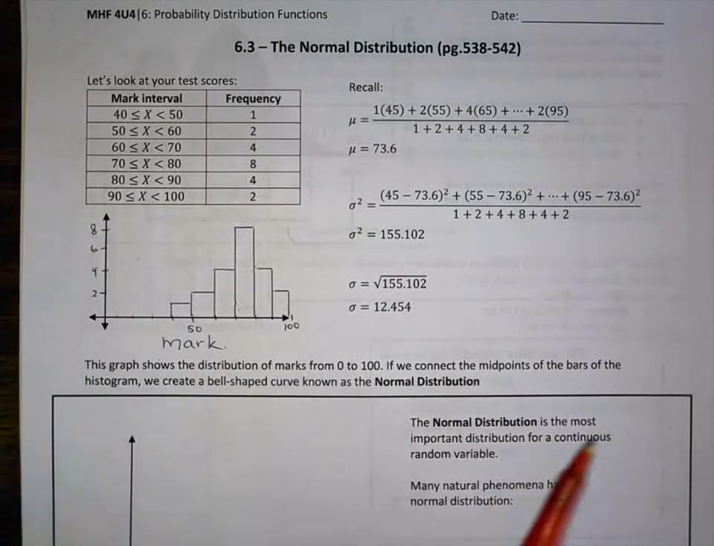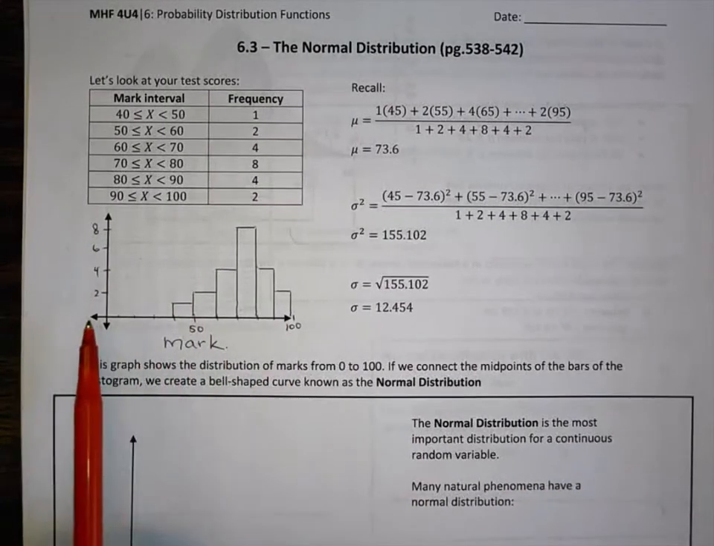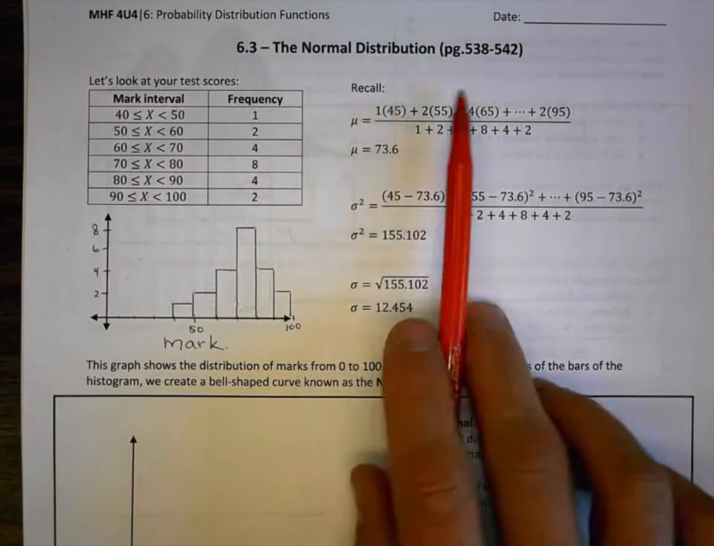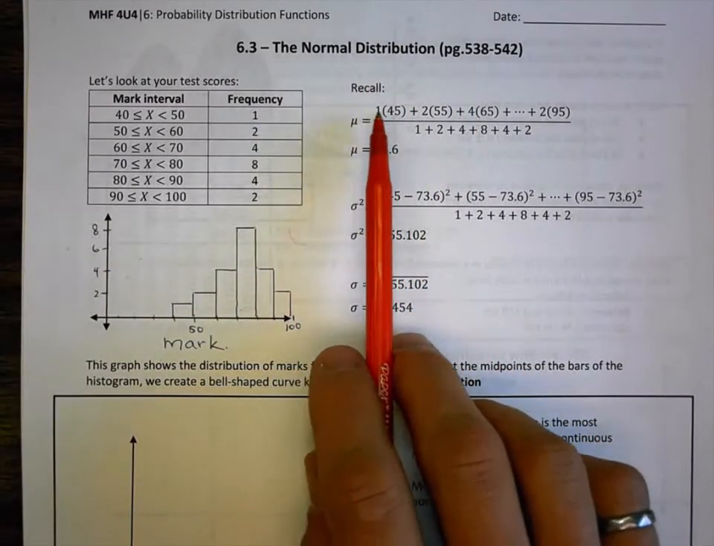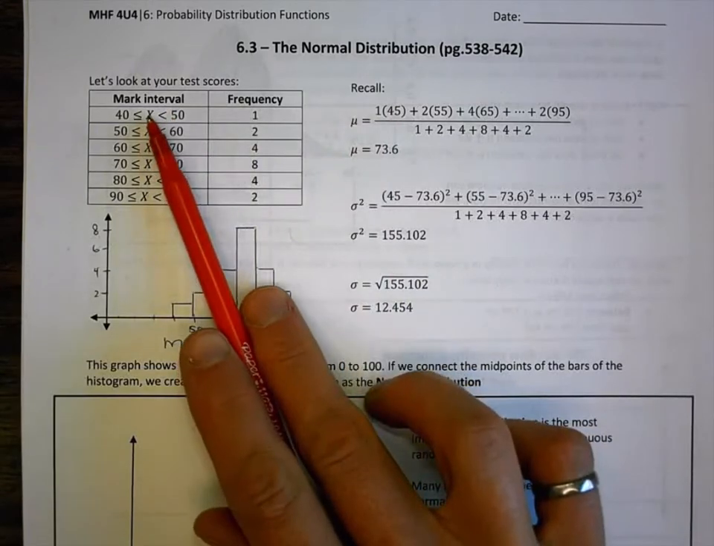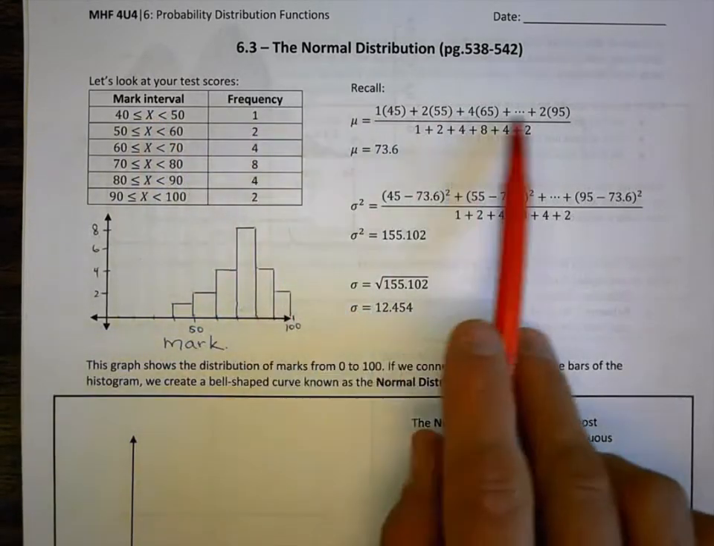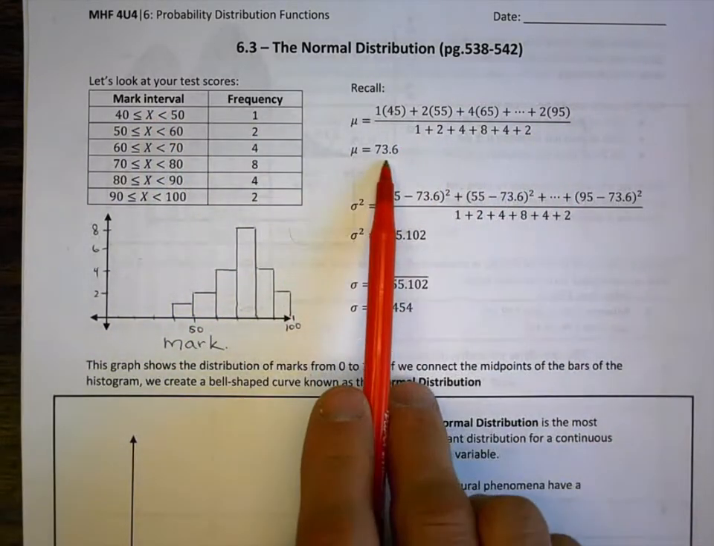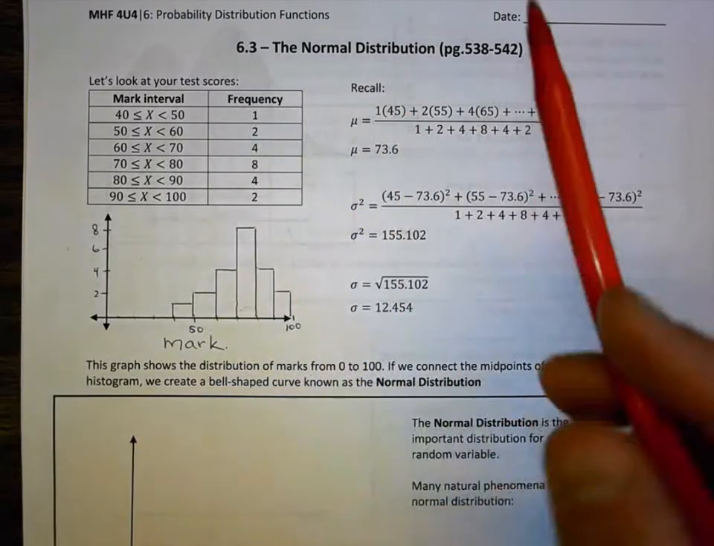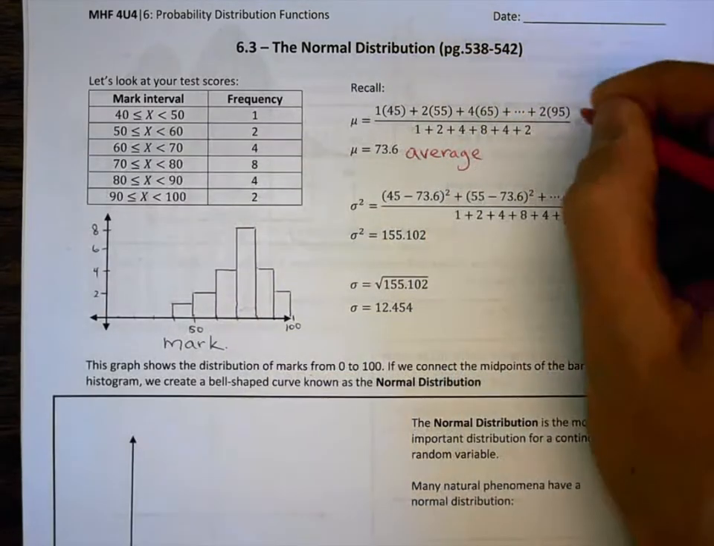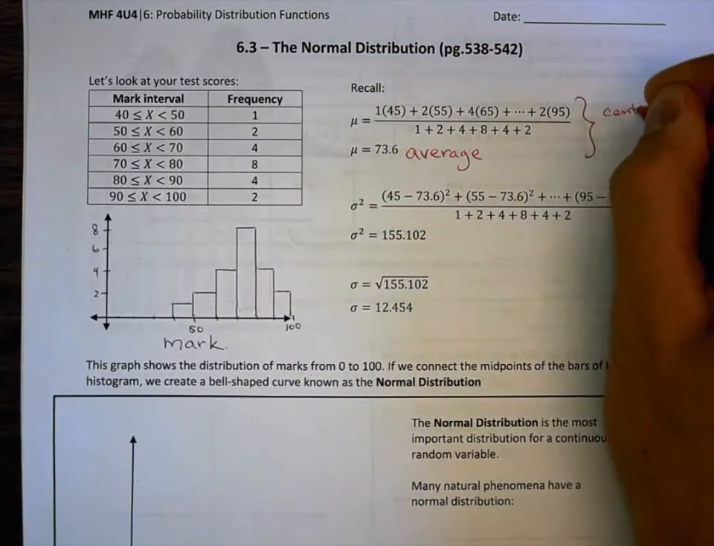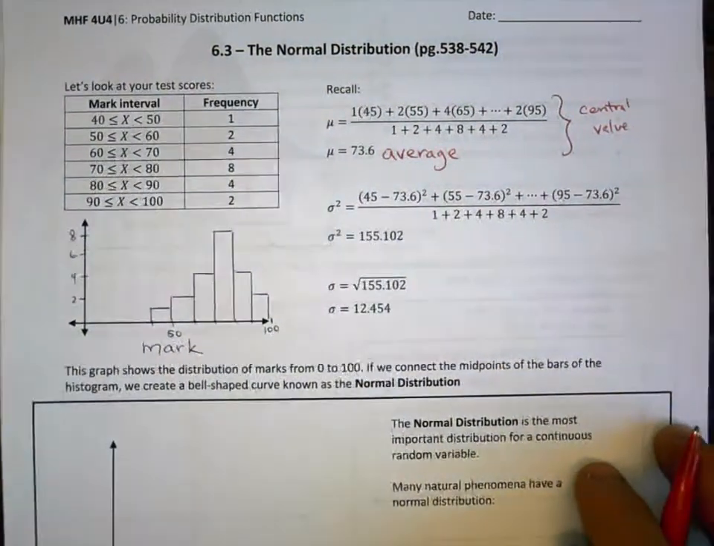Let's also write this down. I can find the mean by multiplying the middle value of each interval by the frequency, dividing by the total number of students. I get an average or mean of 73. So that's the average. In other words, this is the central value, which we learned in the statistics chapter.